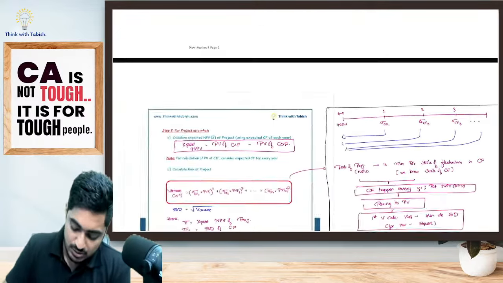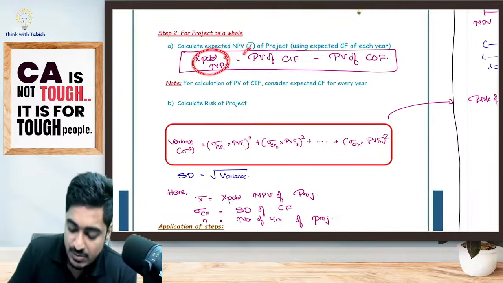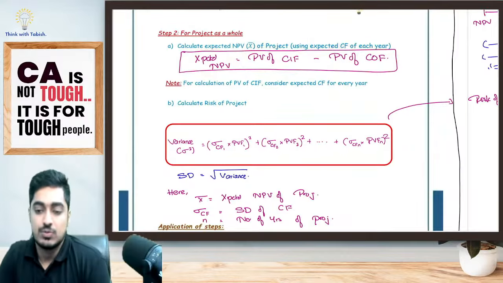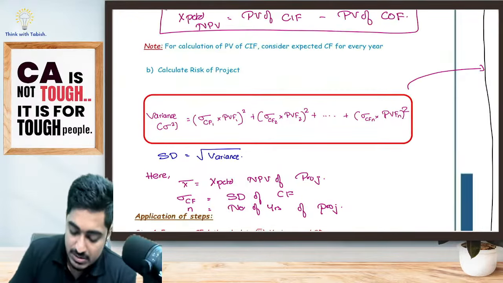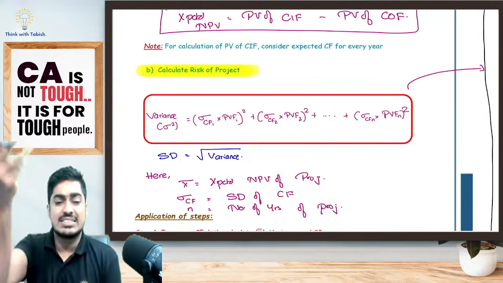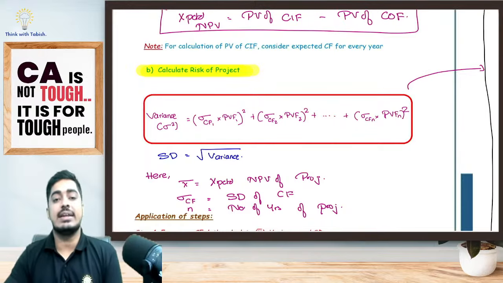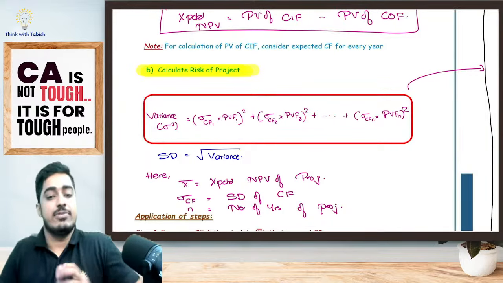So I told, okay, boss, we can do it. Yes, NPV is nothing but present value of cash inflow minus present value of cash outflow. Then this is the most important thing. Here is where most students will not understand what is happening. We'll have to calculate the risk. For that, Hillier has given a formula.